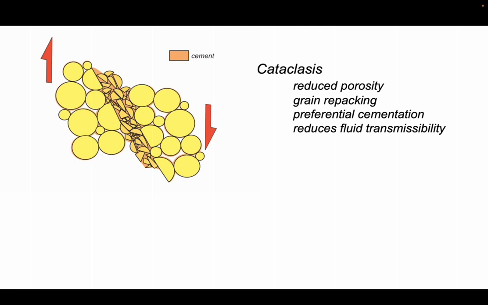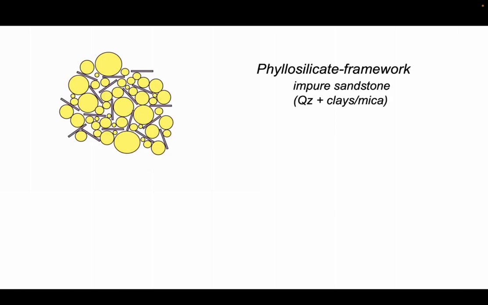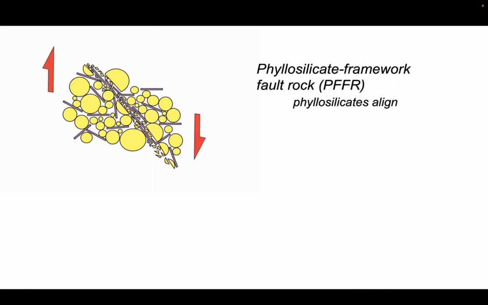So these are clean, porous sandstones. What about impure sandstones, which consist of quartz and phyllosilicates, that's clays or detrital mica? Well, in our cataclastic zone in here, the phyllosilicates can act as semi-rigid bodies and rotate into preferred orientation parallel to the little microfault zone.